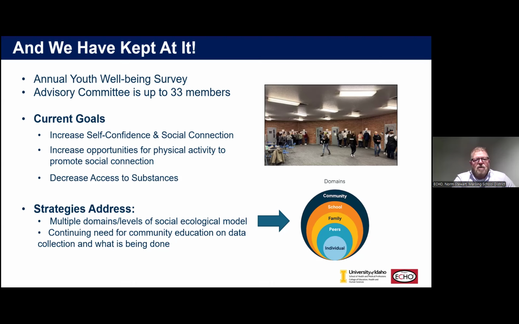And right now, our current goals are trying to work on that self-confidence and building that social connection, increasing opportunities for physical fitness, which also ties in with that social connection, having them identify with other people, and then to decrease access to substances. And that is that strategy of, as was talked about earlier, looking at the individual and how that relates to them, expanding all the way to how it also relates to the community and how the community can help to address those needs even at the individual level.